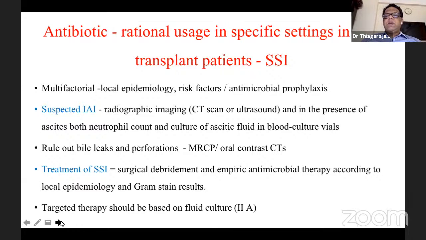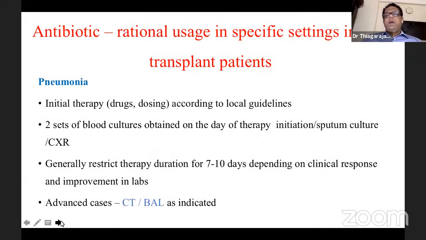And as soon as the cultures are available, we should shift to culture-based antibiotics. Targeted therapy is most beneficial. Whenever we have post-transplant pneumonia, we have to take 2 sets of blood cultures and a tracheal culture if the patient is intubated or tracheostomized. Generally, when the patient shows improvement, you should stop the therapy in 7 to 10 days, not prolong it for 2 weeks or so. In advanced cases, early imaging with chest CT or a bronchoalveolar specimen is important.